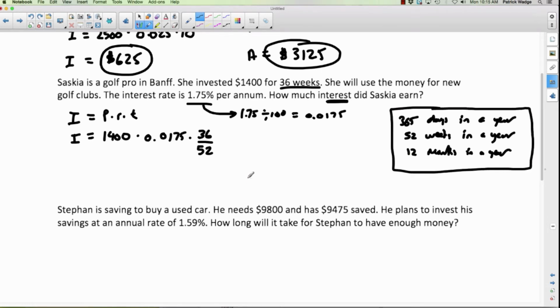It's important. All right, so we have to go 1,400 times 0.0175 times 36 and divide by 52. It doesn't matter when you do that division step. You can do it right at the start if you want. I'm just going to do it at the end. I'm going to multiply all the numbers on top, 1,400, 0.0175, multiplied by 36, then divide by 52, and I get the answer 16.961. So if we do the rounding here, it actually won't round up. So you'll just get $16.96.